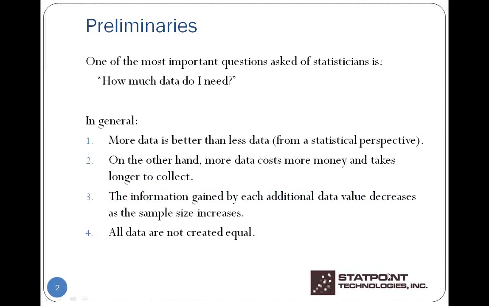Oh, yeah. The information gained by each additional data value decreases as the sample size increases. If you look at the width of a confidence interval, for example, for a proportion. We've done a lot of sampling in binomial situations today. You'll notice that the confidence interval goes plus and minus typically 2 times the square root of p, 1 minus p, divided by n.